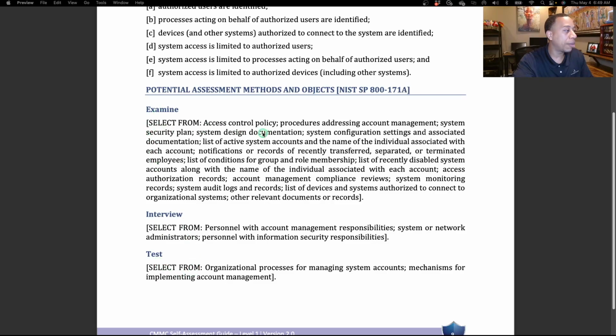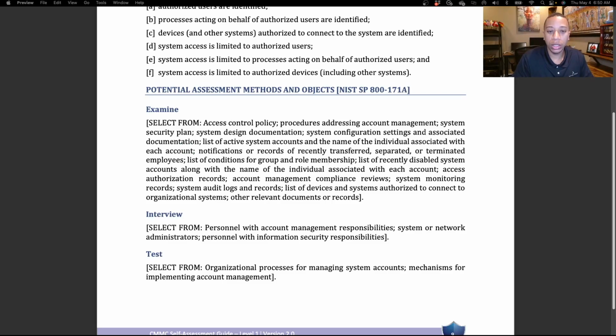So under the examine, this is actually reviewing documentation. But for CMMC Level 1, there are no documentation requirements, only Level 2. However, let's just look at some of the types of documentation. So we've already done the access control policy. We also would need procedures, which ChatGPT can assist with as well. Same process as prompting it to create the policies. System security plan, it can help with that as well.